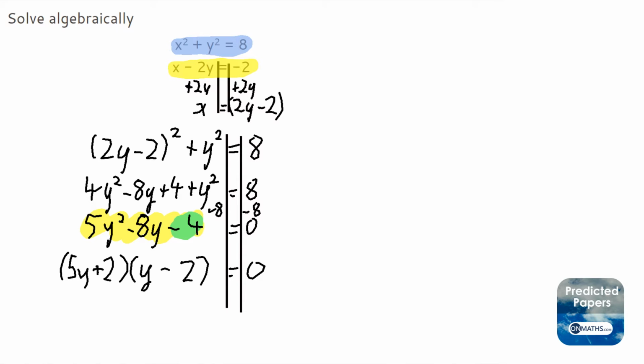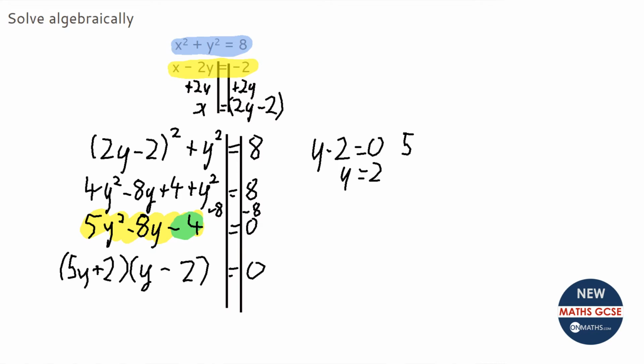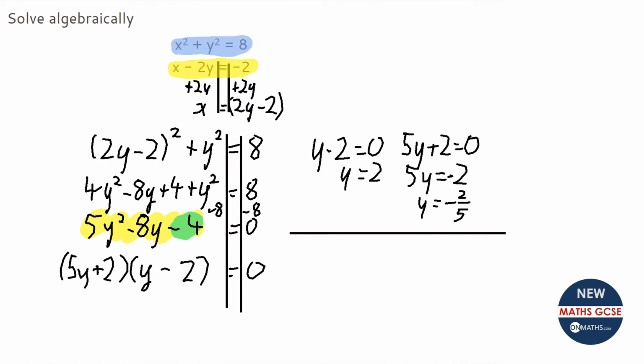Okay, so next step, I need to get each bracket equal to 0. So y minus 2 equals 0. So therefore y equals 2. And 5y plus 2 equals 0. So 5y equals minus 2. So y equals minus 2 over 5. Now those are the y's, but I do need to find out what the x's are.